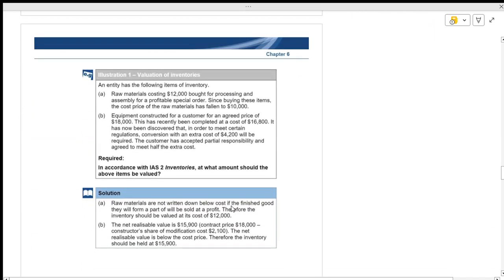A small question they have given. Yeah, a small illustration on valuation. We know this, but these things are really important, and we are very specific about this. Raw materials costing is how much? 12,000 for processing and assembling of a special order. Since buying this item, the cost of raw materials has fallen to how much? 10,000. Is it right?